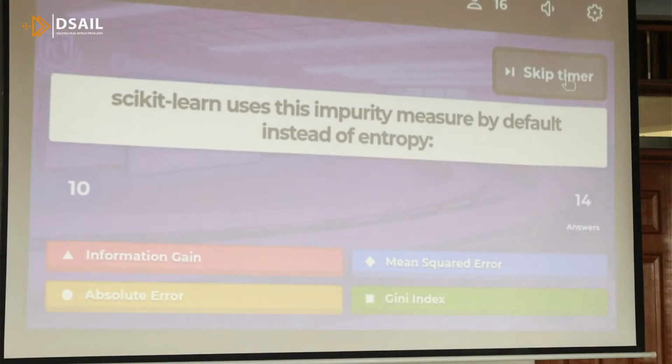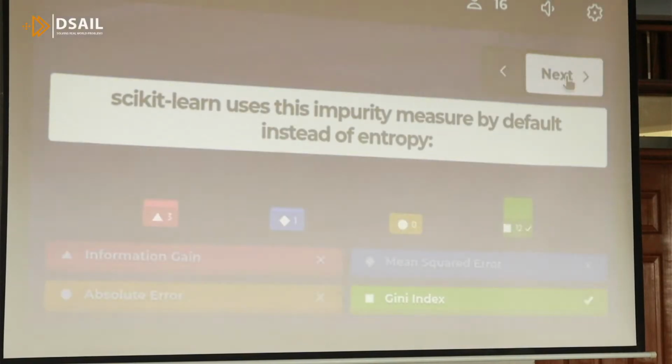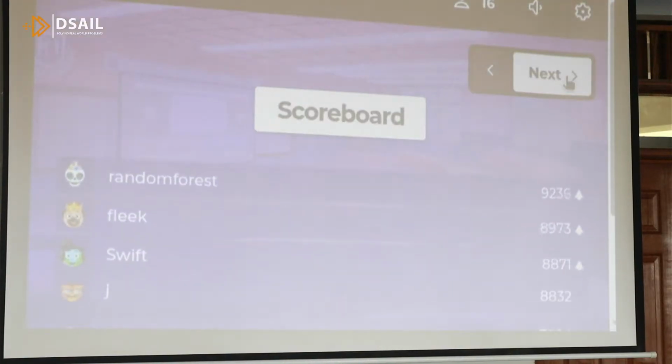Which one is it? Gini index. So entropy is logarithmic. Gini index is quadratic because it's a sum of squares of probabilities.